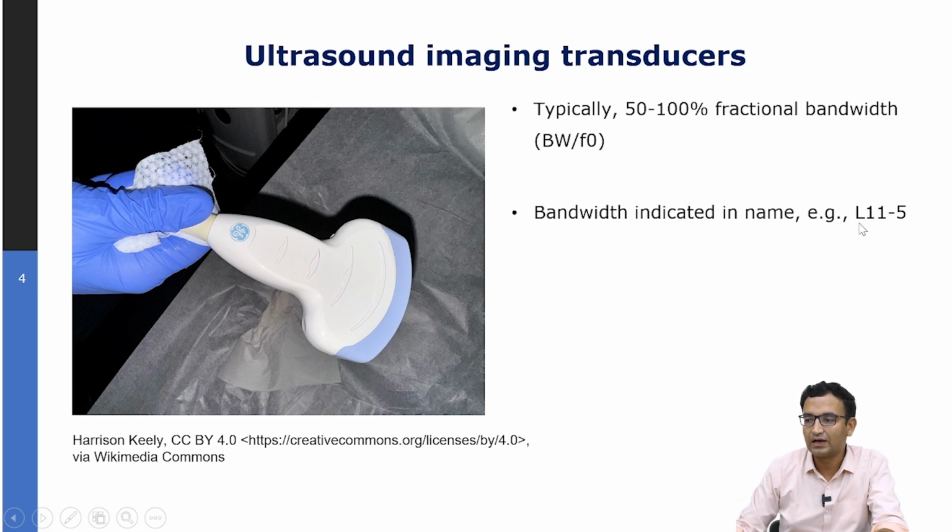Now, typically the name of the transducer has some information about its bandwidth. Like for example, consider the L115 transducer. This tells us that the operating frequency is between 11 megahertz and 5 megahertz, and therefore the center frequency will be somewhere midway between these points.